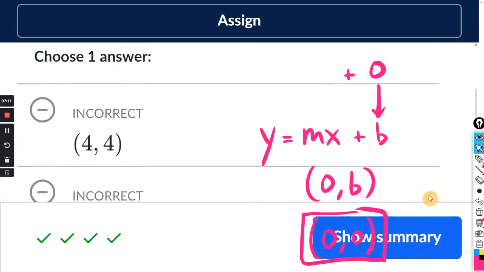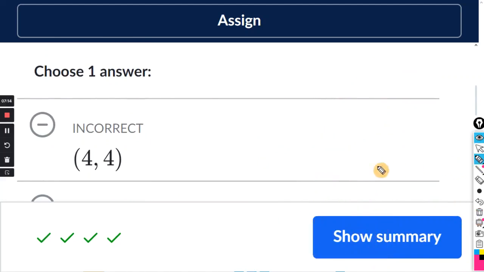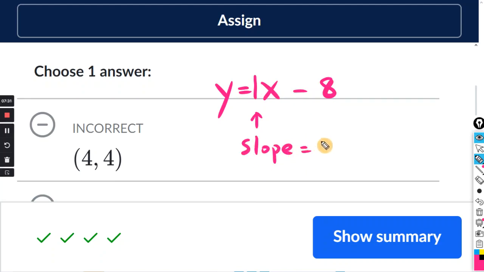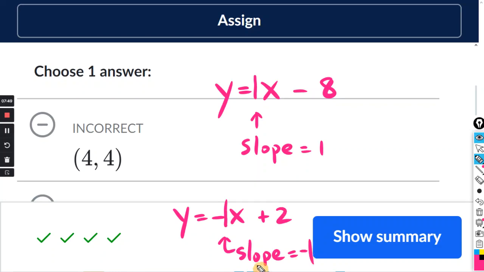Just remember, if there's no number in front of the x, for instance, let's say it's y equals x minus 8, you can automatically put a 1 there, and say the slope equals 1. Same thing if it's negative x. If you write y equals negative x plus 2, you can just put a 1 there, and the slope is negative 1 in that case. So just remember that in case there's no coefficient or number in front of the x.